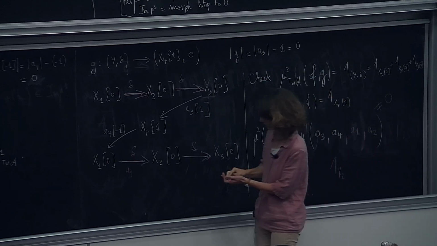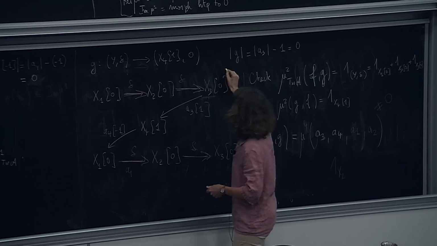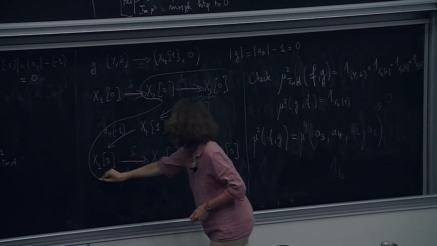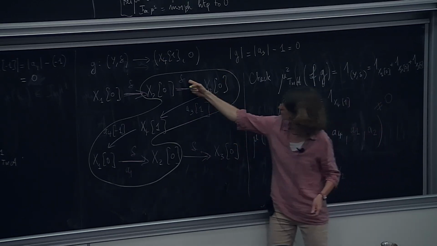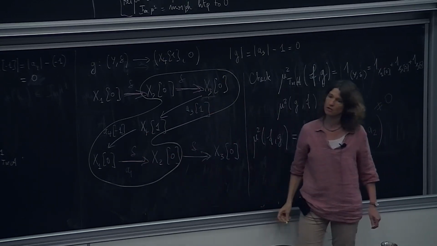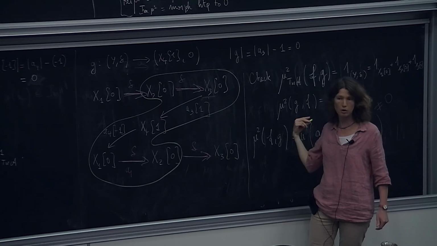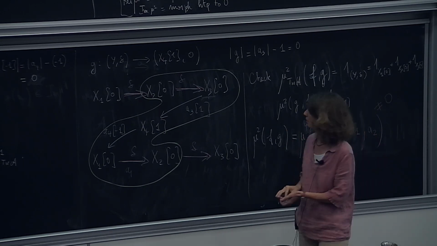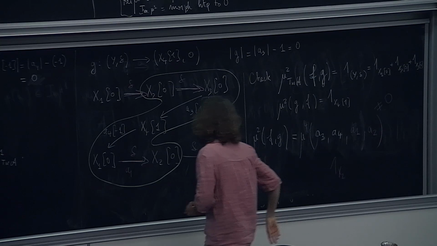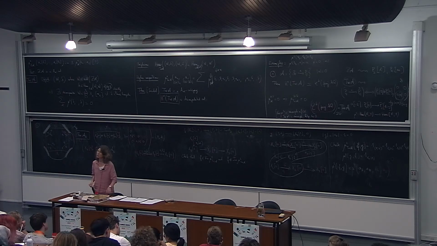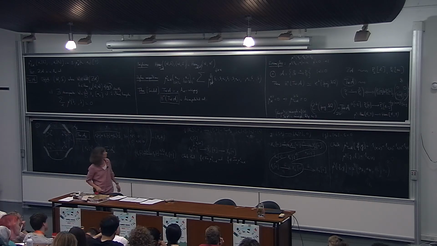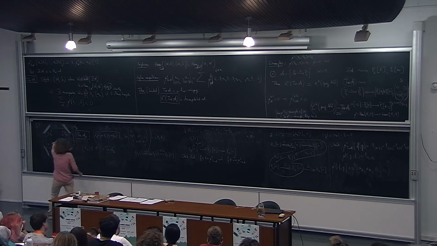I could take, for instance, delta of this, 1, 2, 3, 4, and this is non-zero again. So this is where you get these identities. And this is how you check that this composition is actually... It's just in the definition of this category.